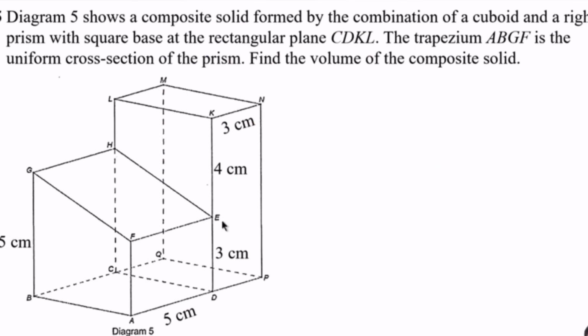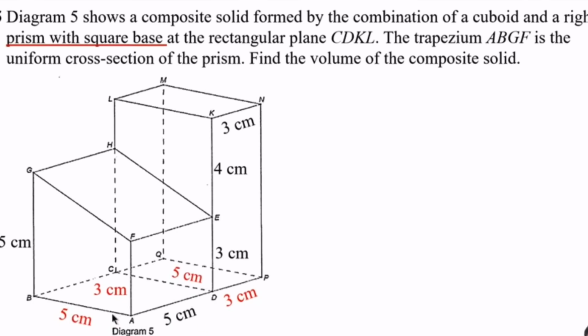For this question, it's actually your Form 3 basic. Let's see the question. Diagram 5 shows a composite solid formed by the combination of a cuboid and a right prism with square base at the rectangular plane CDKL. The trapezium ABGF is the uniform cross section of the prism. So please highlight the prism with square base.